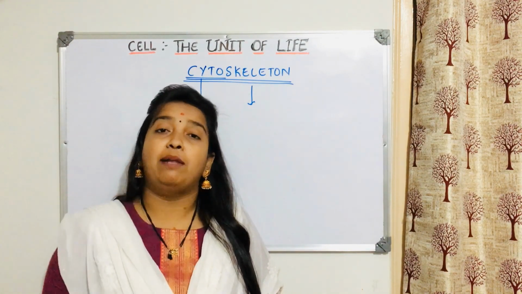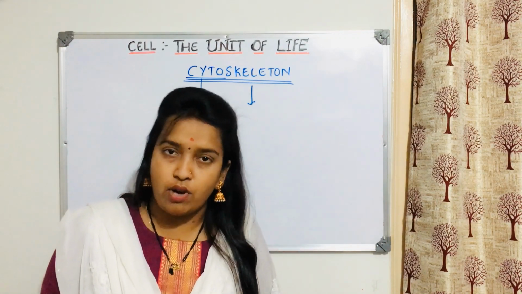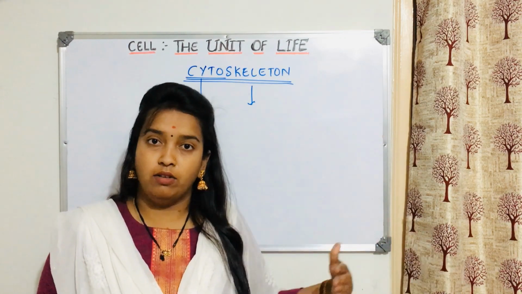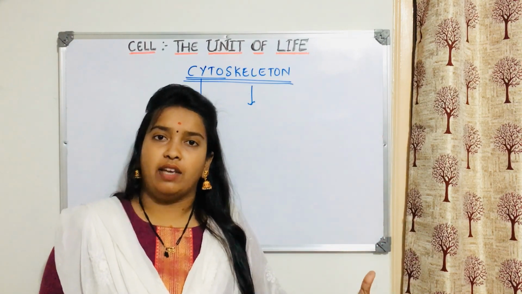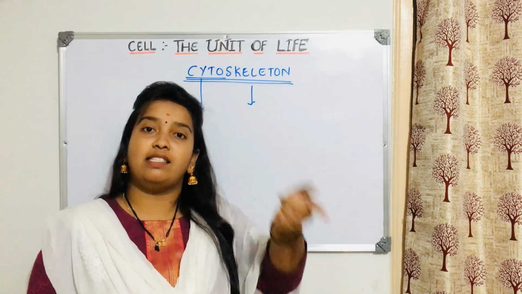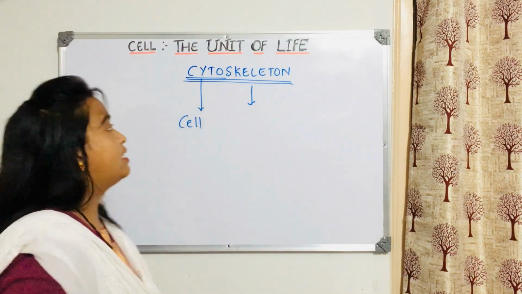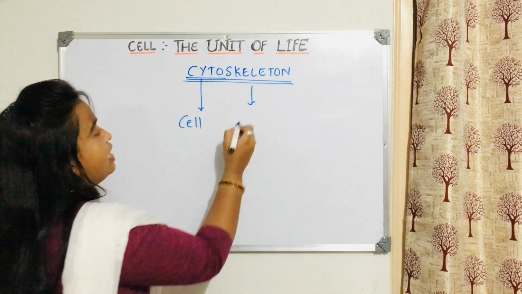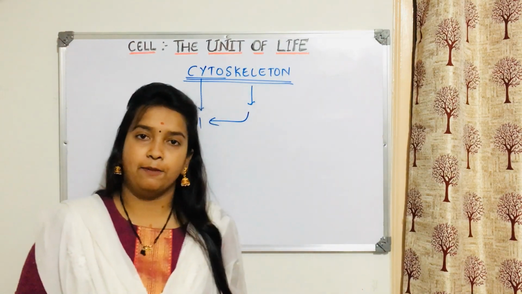That skeleton system helps in maintaining the shape. It gives mechanical strength. It helps in moving from one place to another. The same functions this skeleton does, and the skeleton present within the cell is called the cytoskeleton. So what is the cytoskeleton? The skeleton system which is present within the cell is called the cytoskeleton.